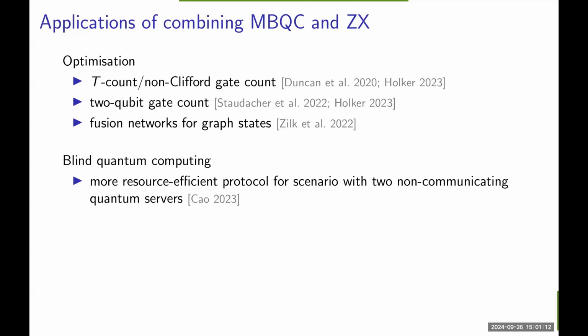There's another application of this combination, which is in blind quantum computing. That allows a client to securely delegate a quantum computation to one or more servers in the cloud, with the client themselves needing only very limited or no quantum computing capability at all. Standard protocols are based on these universal resource graph states that allow you to do any computation. But of course, in general, if you use such a universal state, that will actually waste quite a lot of the qubits, which aren't going to be directly involved in your computation. And so there is a more resource efficient protocol which uses these ZX optimization techniques while preserving the security properties.